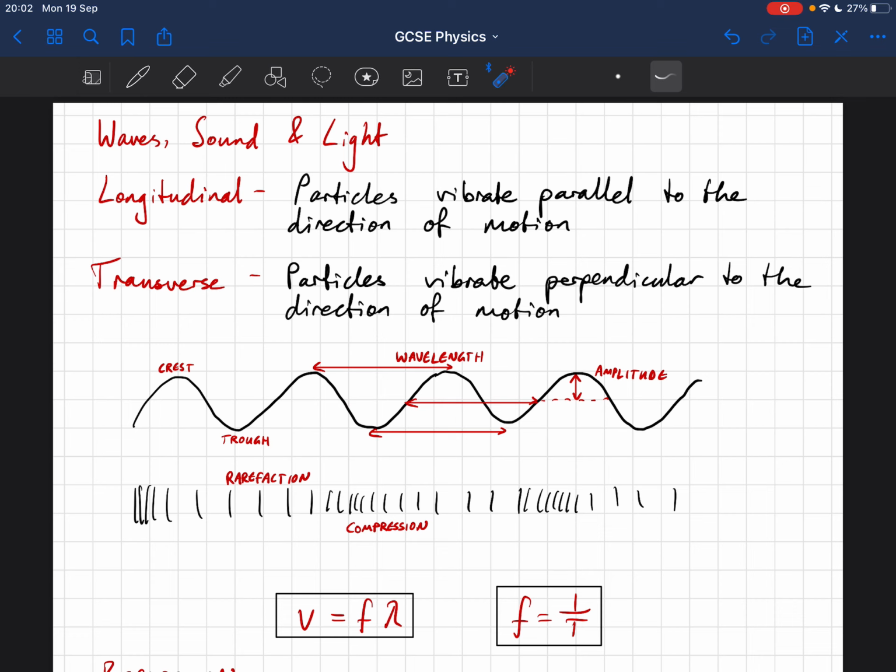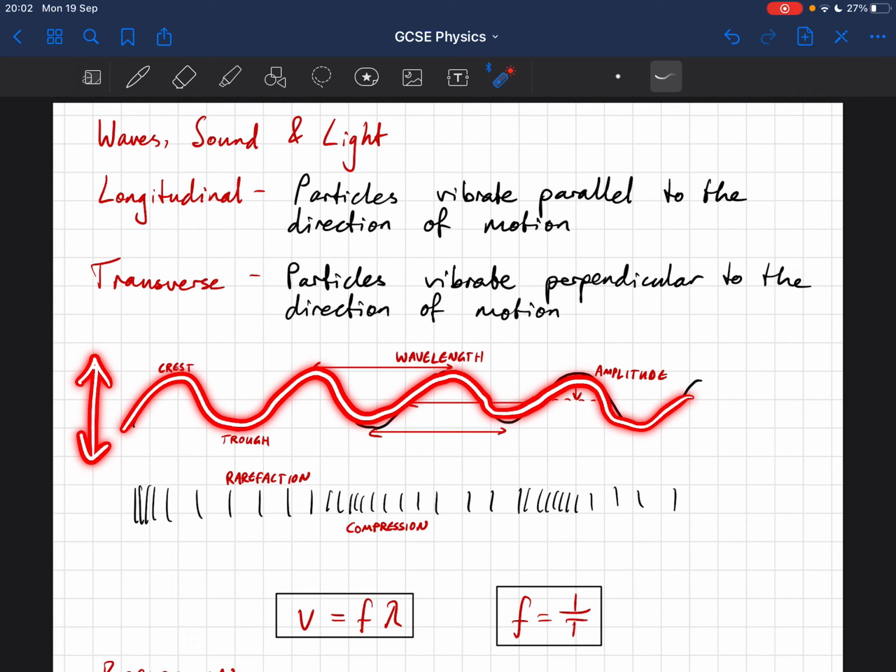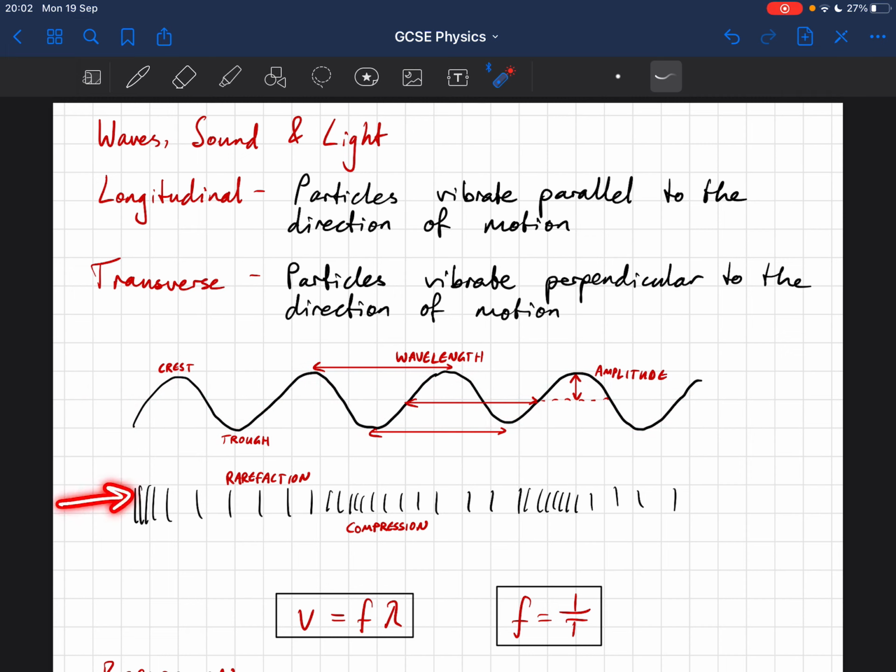So you can almost visualize that if you had a piece of string or a slinky and you moved it up and down, you would get these sorts of patterns, these waves. If you had a slinky and you moved it backwards and forwards, you would get this pattern.